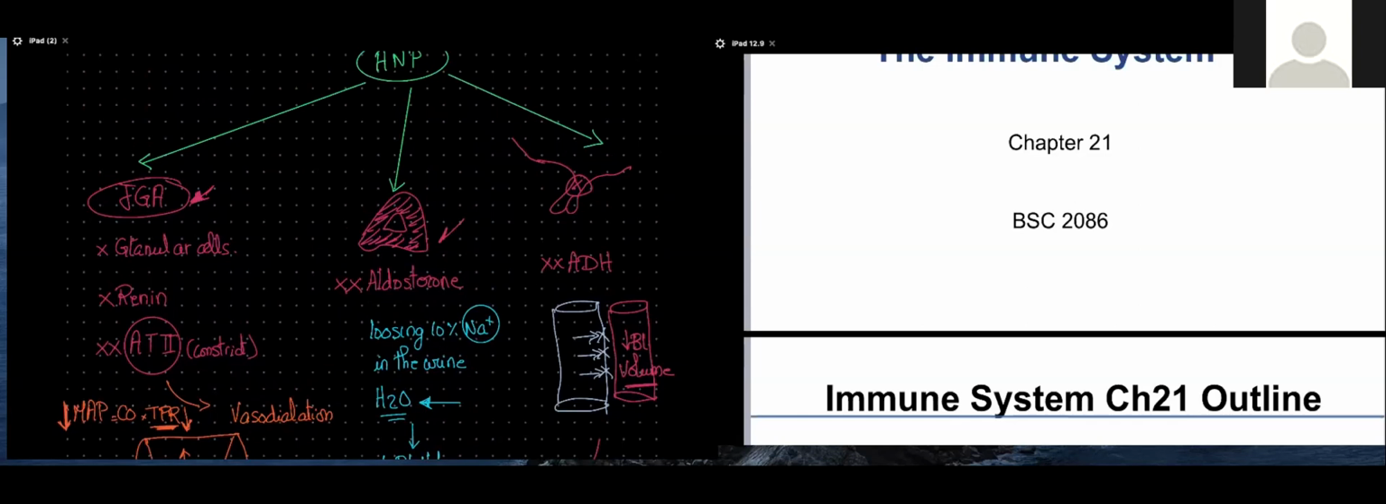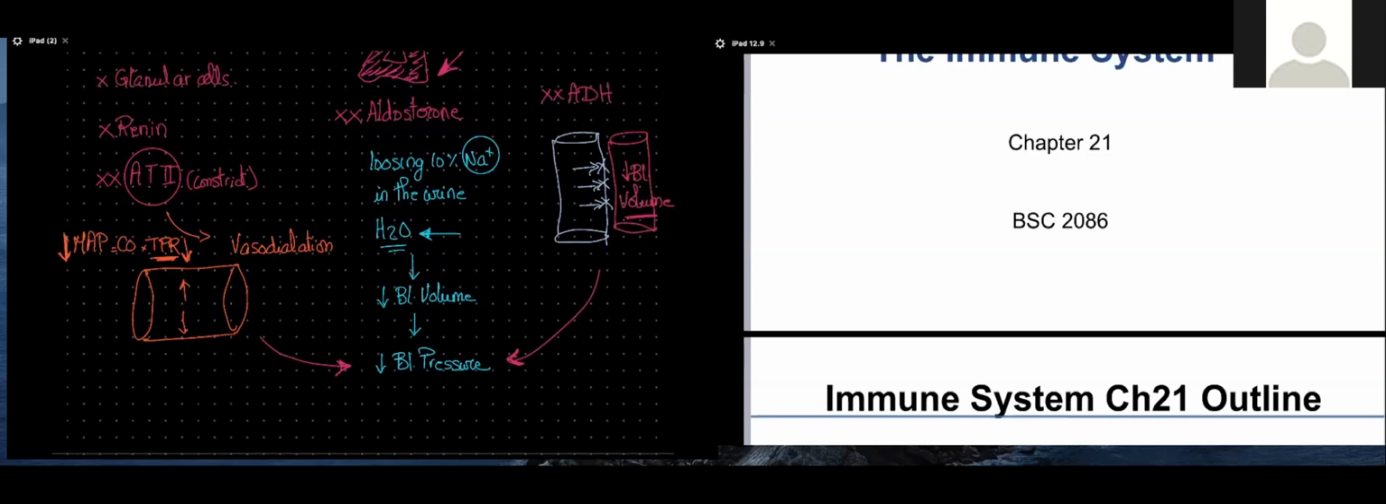Also, it inhibits the aldosterone release from the adrenal cortex and the ADH release from the hypothalamus. All this results in a reduction in my blood pressure back to normal.